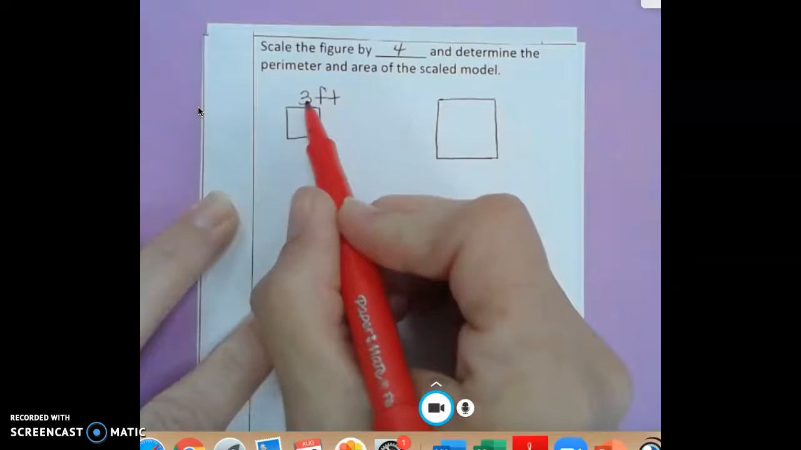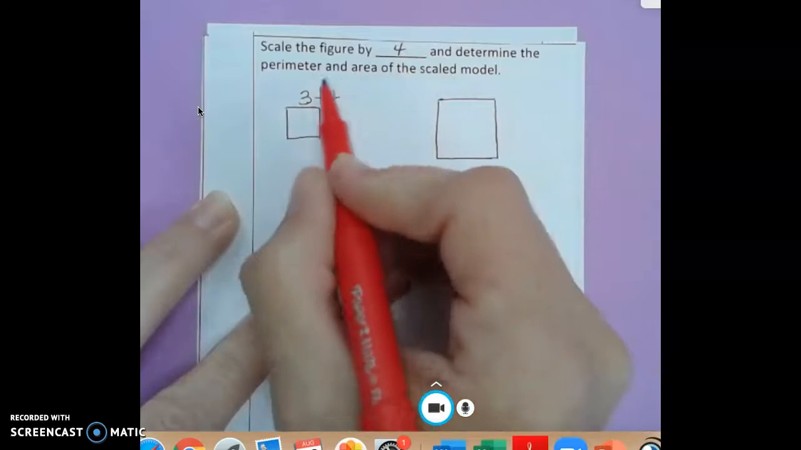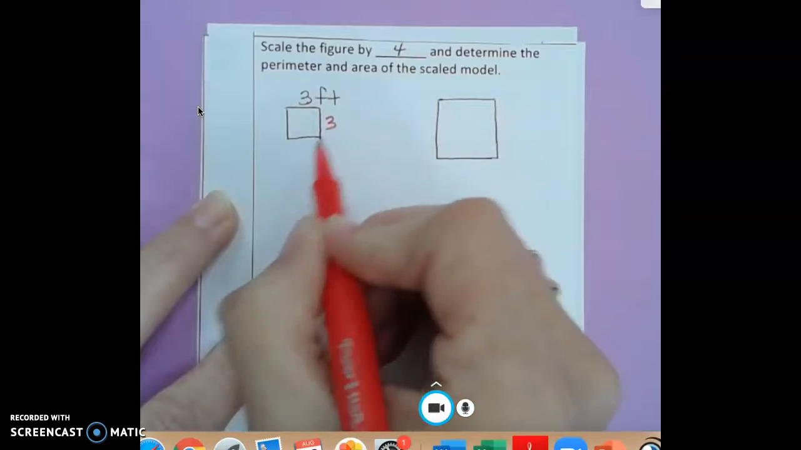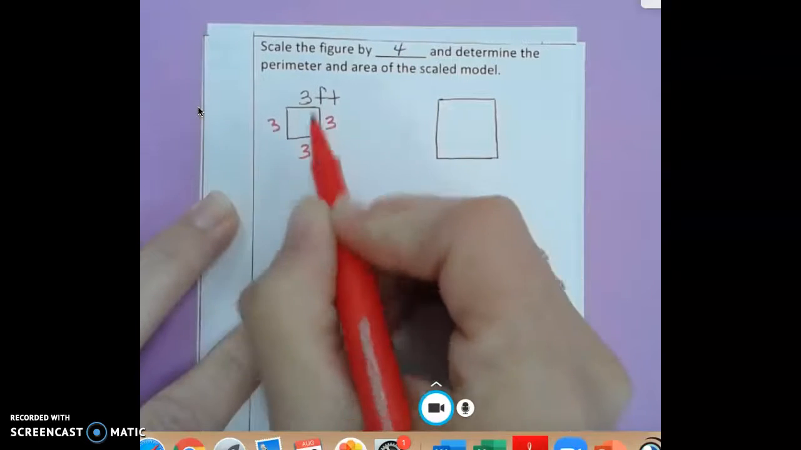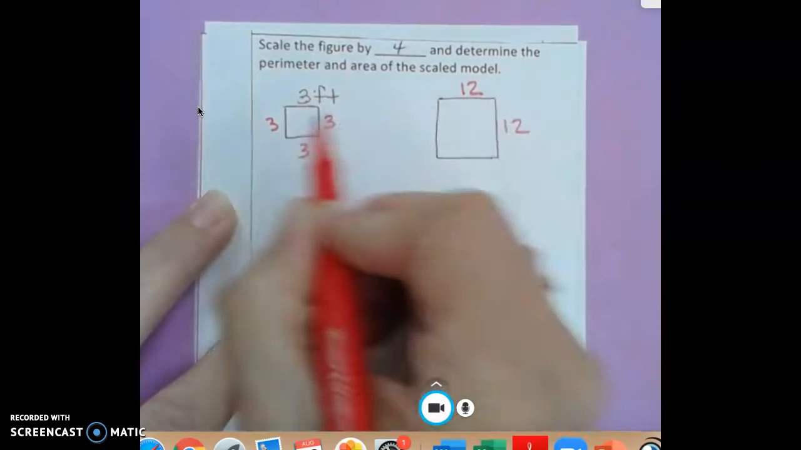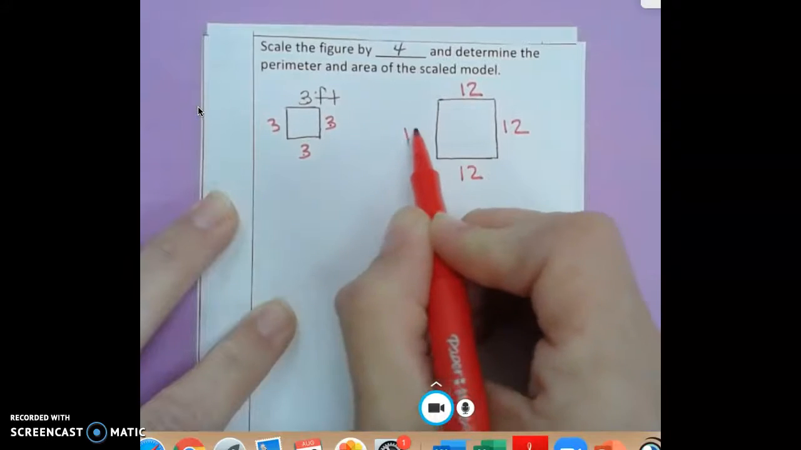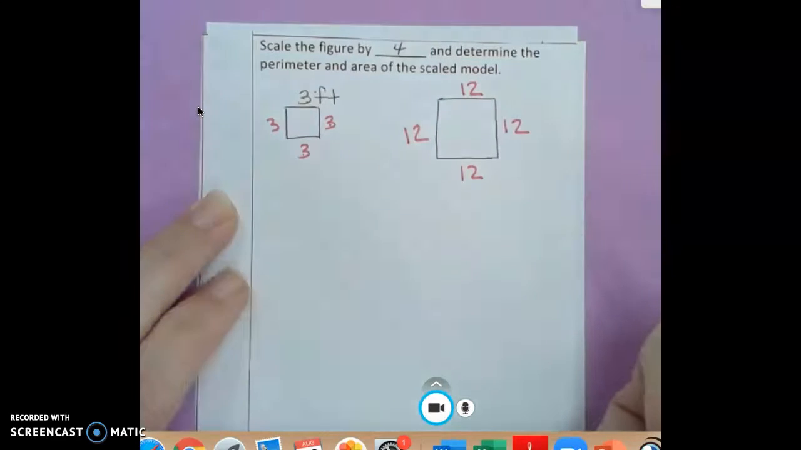So remember, to scale it, we have to multiply each piece by the same number, which in this problem is 4. So I'm going to put all of these 3s. 3 times 4 is going to give us 12, because it's 3 times 4, 3 times 4, and 3 times 4. So each one of these sides will become 12.